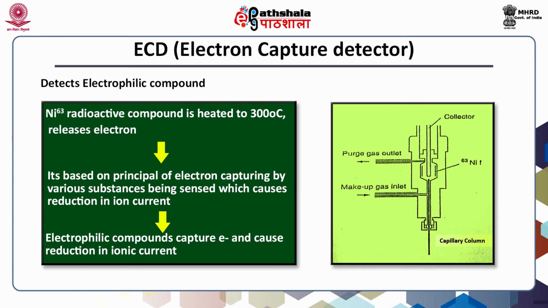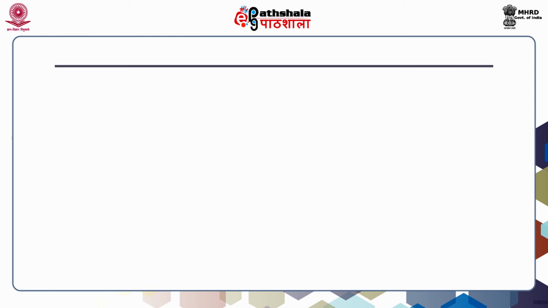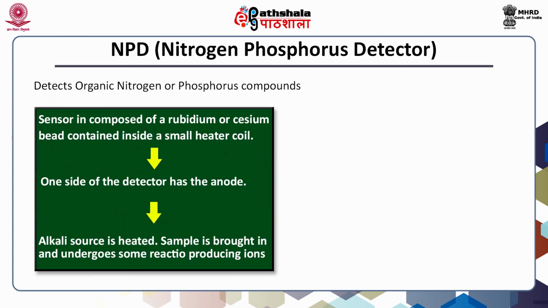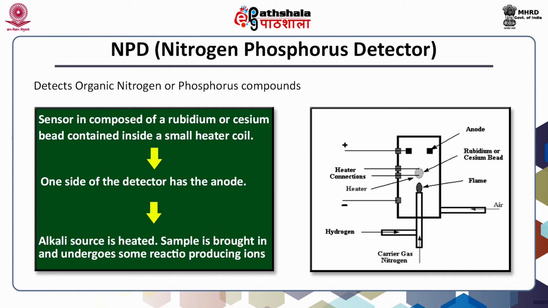As I said in my previous slides also, the choice of detector lies with the user, depending on what type of compounds he or she wants to separate or elute. Here, this detector is very commonly used for nitrogen and phosphorus compounds, that is, compounds which contain nitrogen and phosphorus. It is sometimes called the flame thermionic detector. The principle is that the heated alkali, rubidium sulphate, emits electrons by thermionic emission, which are collected at the anode and thus produce ions.